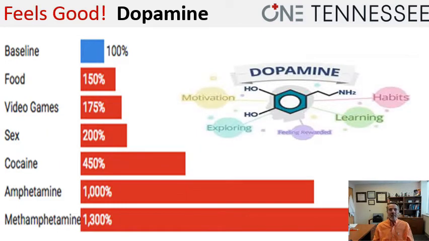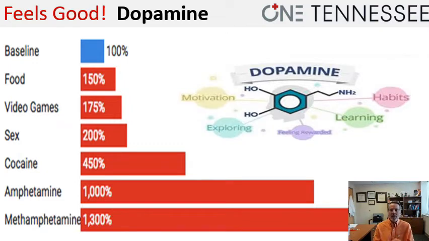The driving force behind this reward pathway is the feel-good chemical dopamine. So when you're hungry and you eat, that's 150% release of dopamine. So dopamine's that chemical that's released to reward us for doing things that are going to keep us alive. And if you look at that list, one of the highest natural releases is sex. So if you think about that, we have to procreate to prolong the human species. So we're rewarded for activities that are going to keep us persistent through time.